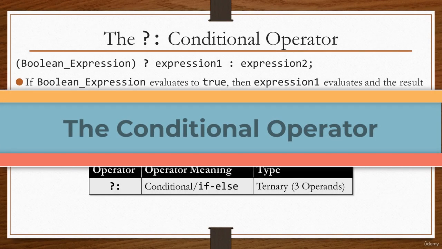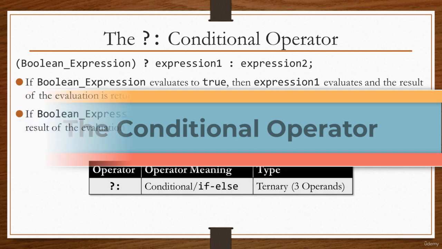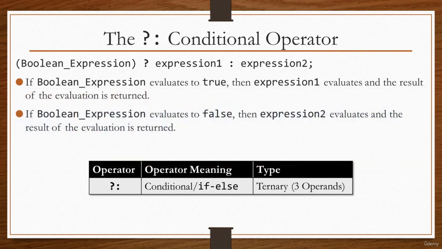Okay, in this video I want to introduce the conditional operator. Now, this one might seem a bit weird at first. It's similar to an if-else statement, but we use this conditional operator, which is a question mark and a colon. And it's a ternary operator, so we have three operands.